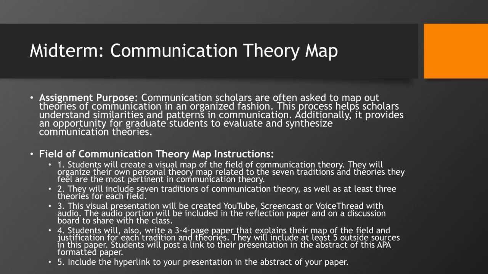It's completely up to you with that. I want it to be also reflective, meaning that you've provided some reflection of the learning process and have at least 5 outside sources. Now that shouldn't be an issue on the sources, because if you have at least 3 theories per tradition, then you're going to have multiple outside sources to justify those theories.